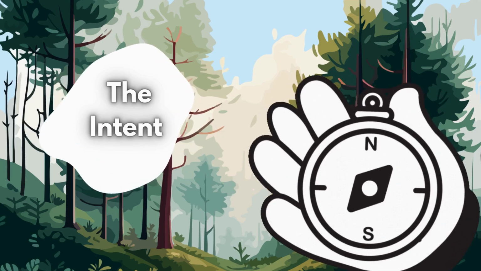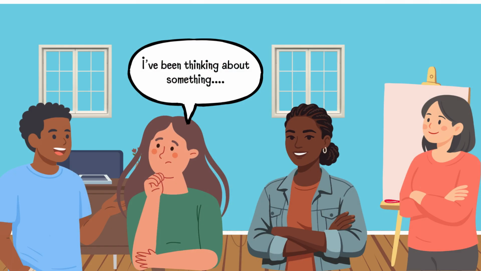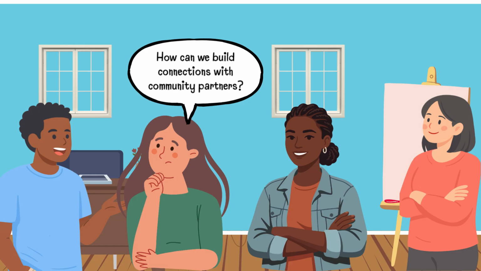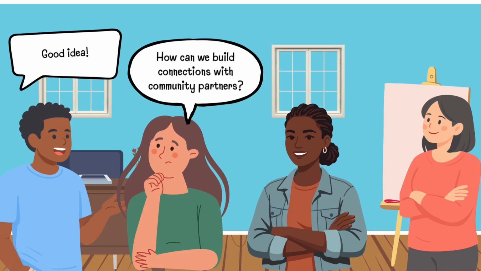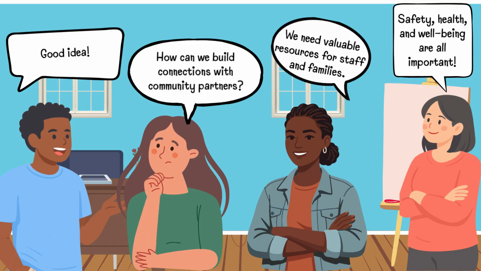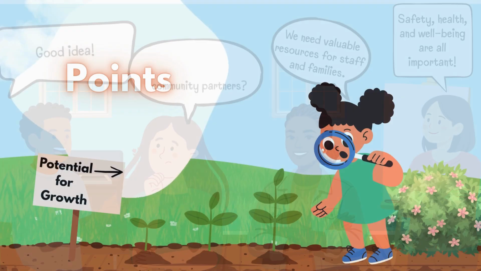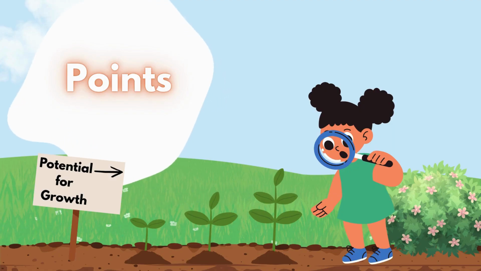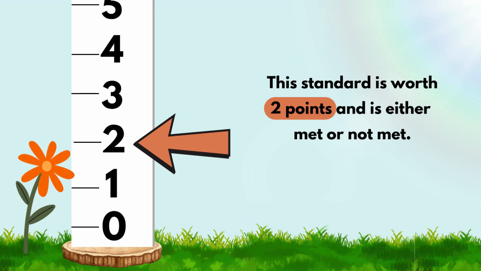What's the intent? To enhance programs' ability to offer comprehensive services that promote staff, child, and family safety, health, and well-being. Community partnerships provide valuable resources and support for both staff and families. How many points are possible? This standard is worth 2 points and is either met or not met.